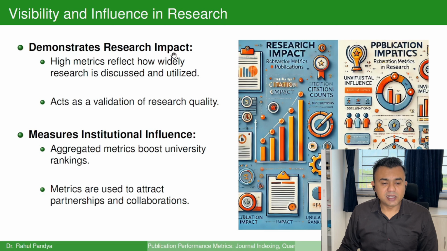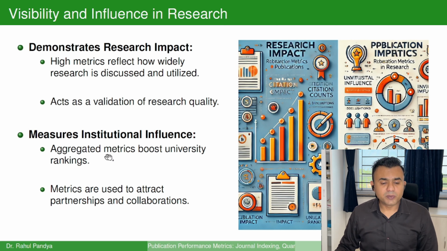It demonstrates the research impact, and it helps in measuring the influence of the research also. Generally, a high performance metric reflects how widely a researcher is discussed and utilized among the research community. Also, it acts as a validation of the research quality. If it is referred by many people, that means it is highly influential research, and it is highly accepted among the research community.